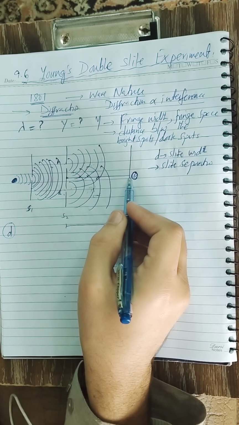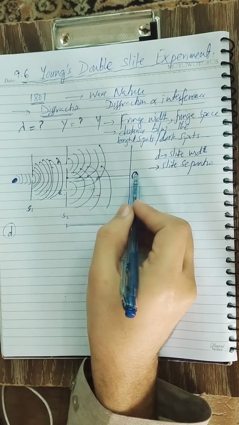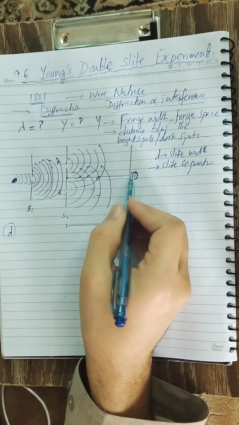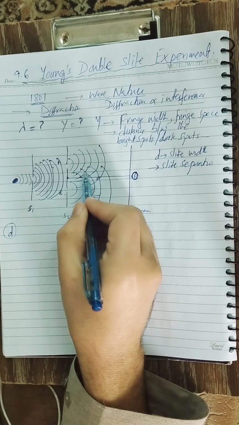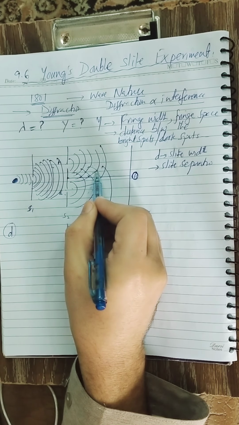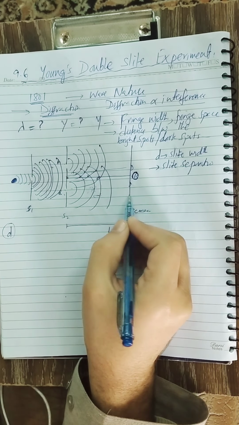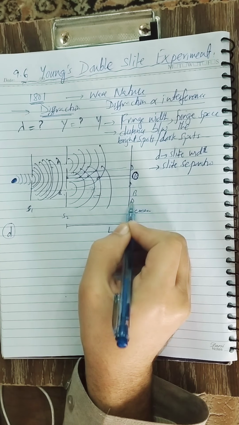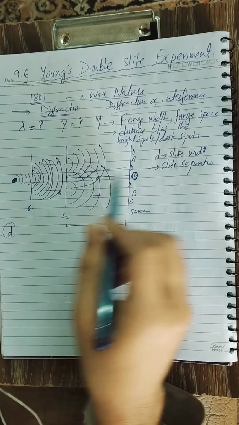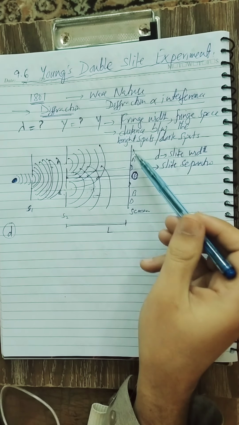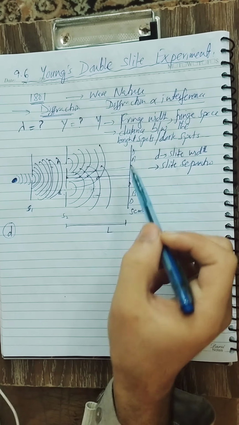So remember, at the middle of the screen, we will observe the bright spot. But when we look slightly up from the middle, here the crest will fall upon the trough, so a dark spot will be produced. Here it is also a dark spot, here it will be a bright spot, here it is a dark spot. So alternating dark and bright spots are produced on the screen.